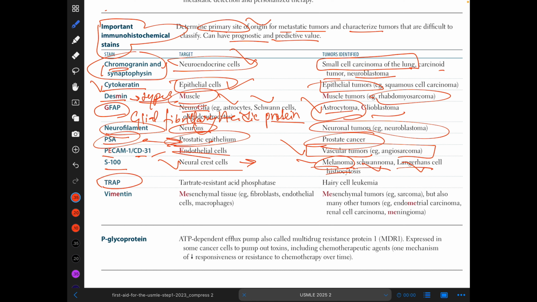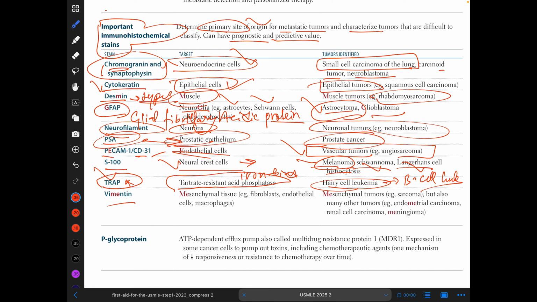We have another component, TRAP. TRAP stands for tartrate-resistant acid phosphatase. It is a basic iron-binding protein found within the cytoplasmic granules of the cells of hairy cell leukemia. So it will detect hairy cell leukemia, which is a type of B-cell leukemia. If you want to differentiate hairy cell leukemia from other B-cell leukemias, we have to differentiate by TRAP.